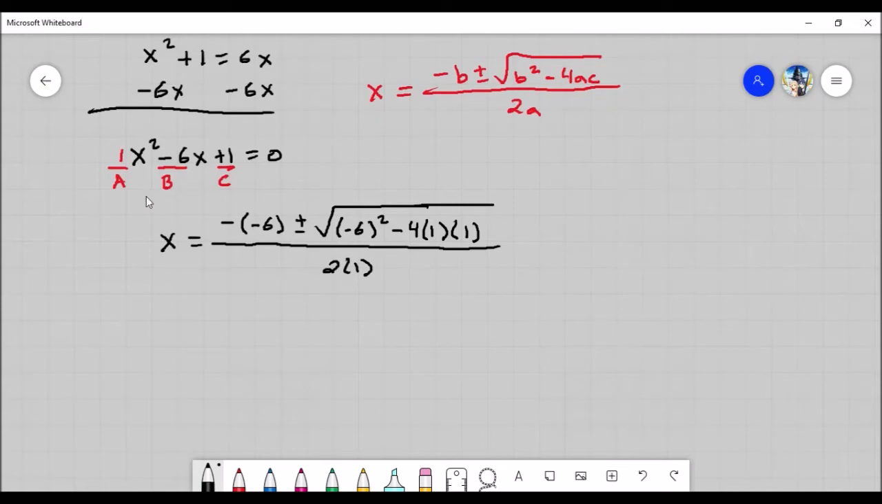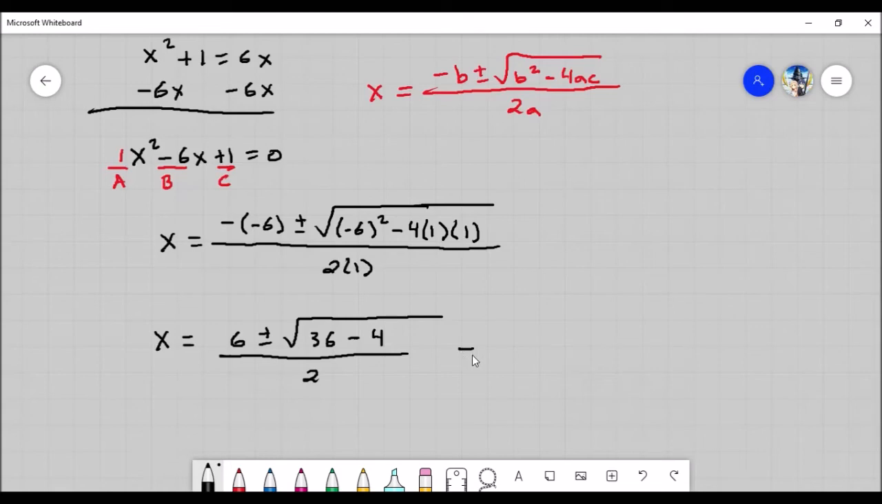Okay, so the negative b portion, the negative of a negative 6 is a positive 6 plus or minus the square root of, so I have the negative 6 being squared, so that's 36, minus the 4 times 1, which is just 4. All of this is divided by 2. 2 times 1 is 2.